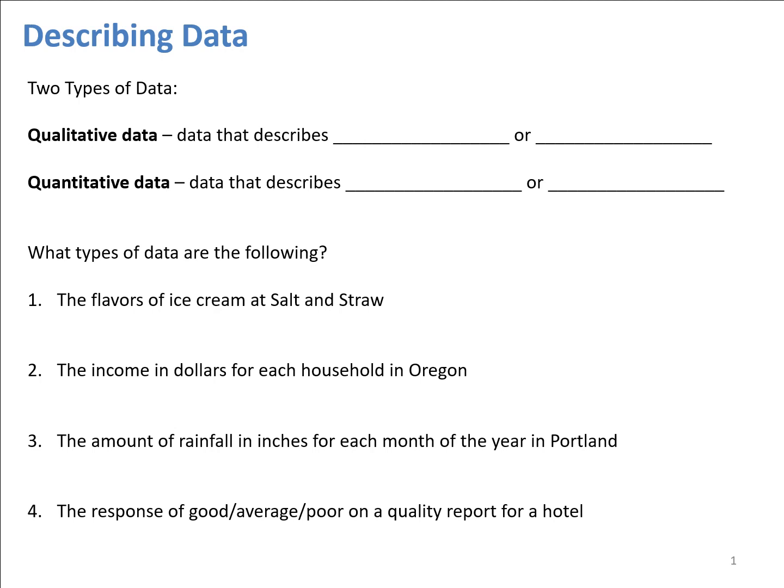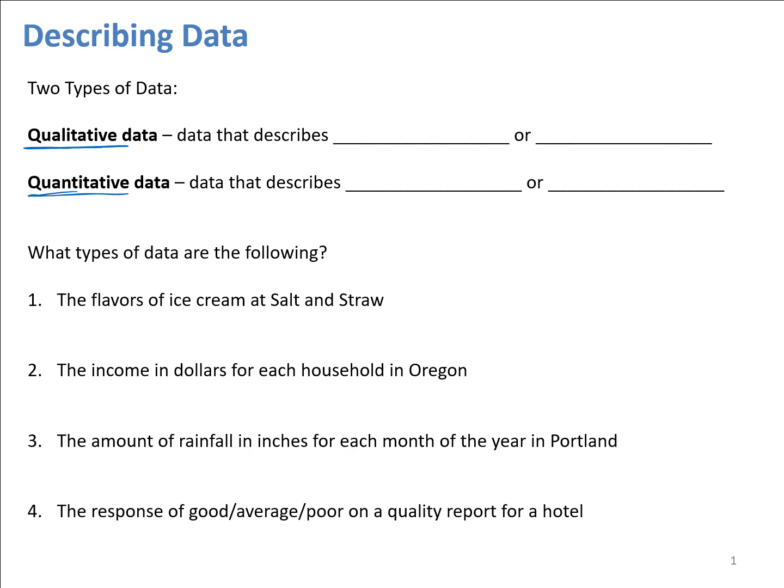In previous videos, we've looked at how we might collect data in a study. Now, we're going to look at how we can describe or organize that data. There are two main types of data that you might collect. We call that qualitative data and then quantitative data. These are the two main types.